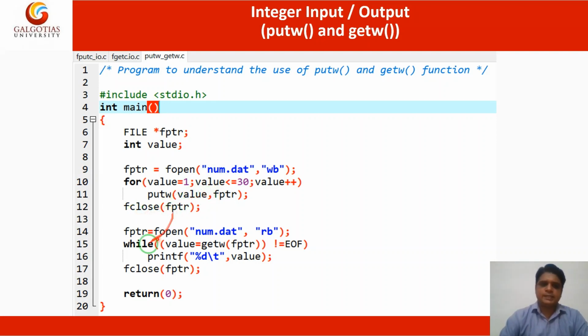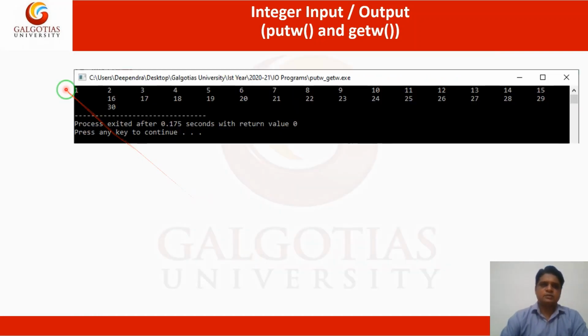Then fclose fptr. At last fptr equal to fopen num.dat, in read binary format, and value equal to getw fptr. So initially when you are opening the file in the read binary operation, fptr will point to the first byte and it will fetch the value 1, then the value 2, then 3, then 4, then 5, then 6, up to end of file, and these values will be printed into the console like that: 1, 2, 3, 4, 5 up to 30.